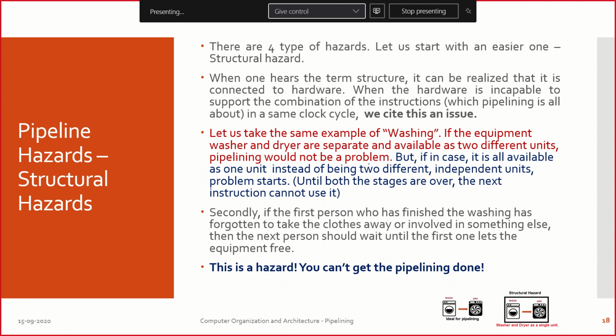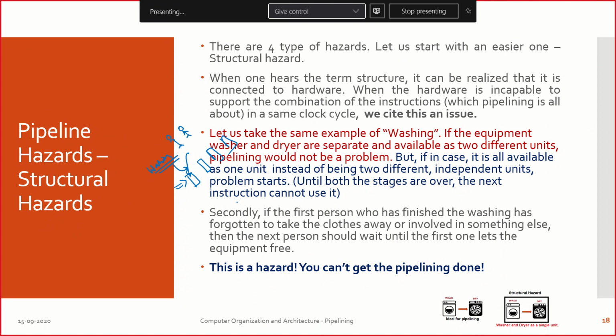I'll tell you an example. The first person has finished the washing. He has completed the washing process, but he went for a phone call. He attends the call and he has forgotten to take the clothes out of the washing machine. There are separate units available even then. He has forgotten to take the clothes from here. I cannot lift his clothes and I cannot keep it somewhere. It is not my duty, right? So what will happen?